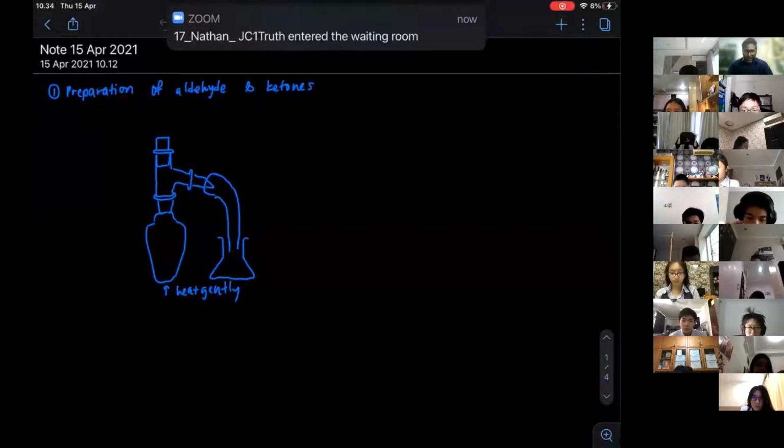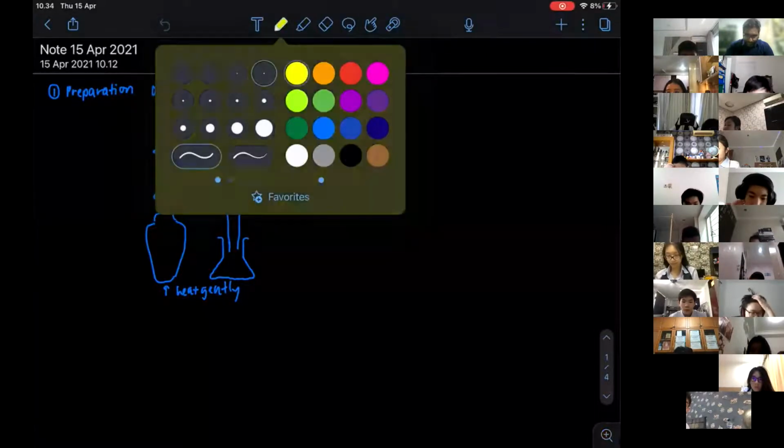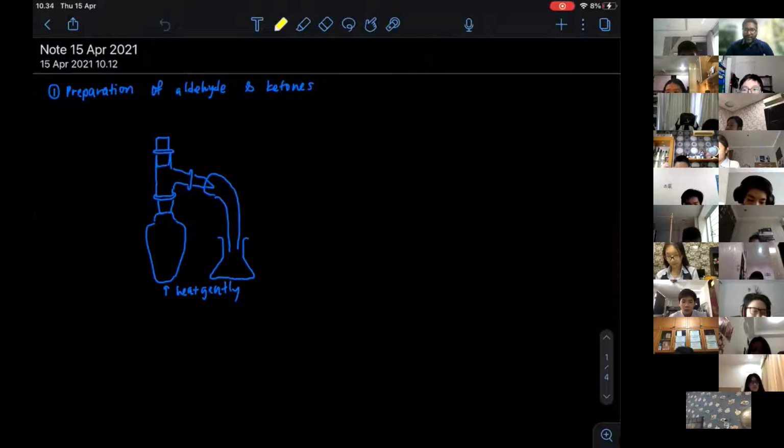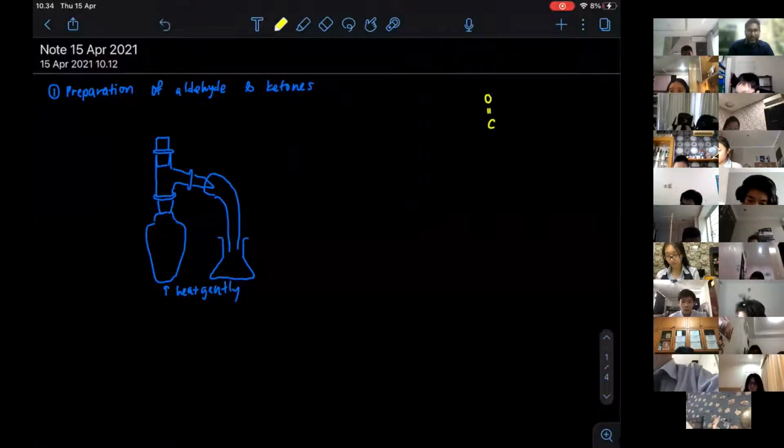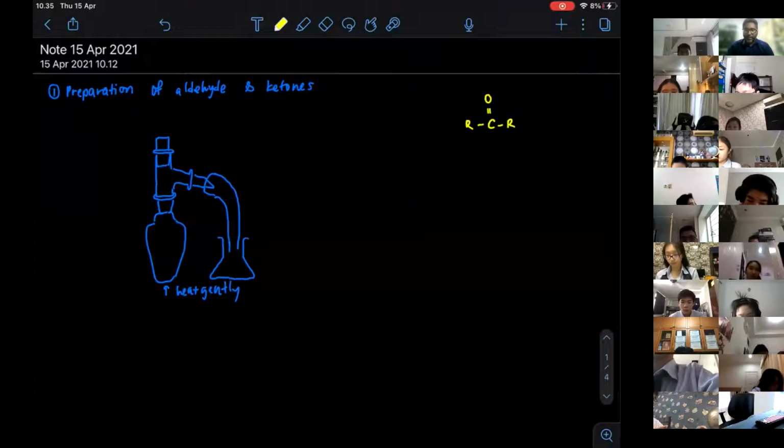Now, if you look at this chapter, this chapter is known as carbonyl compounds. These carbonyl compounds have this structure, C double bond O, and then they can have an R group and another R group. This is going to be carbon double bond O. That is going to be the carbonyl group.